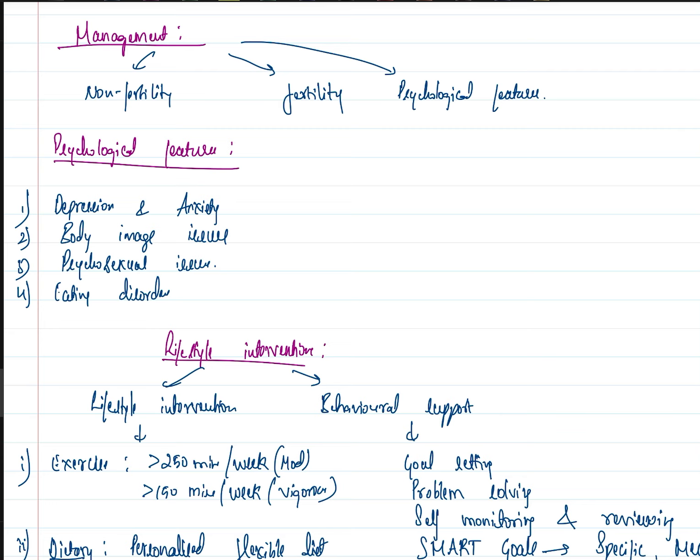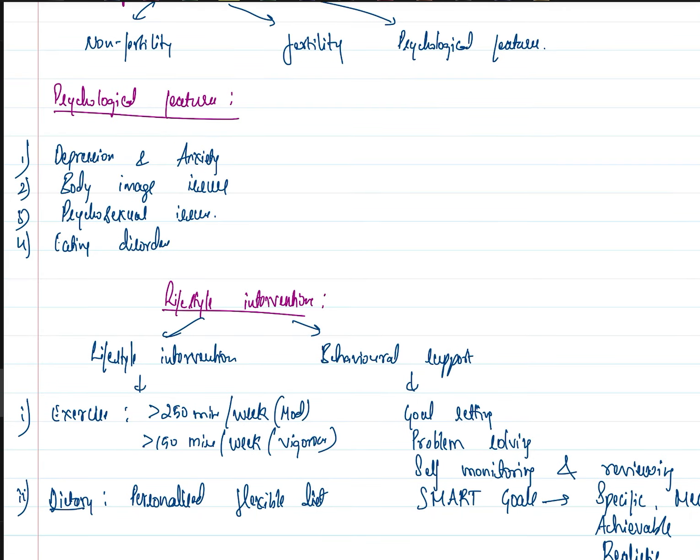Not just managing the infertility, or just managing the PCOS, but also managing the psychological features. These PCOS women will also have certain psychological factors. She will have depression, she will have anxiety, body shaming, body image issues, and psychosexual issues. Eating disorders will be there because they think they are obese, so they avoid eating. So all these things have to be addressed properly.